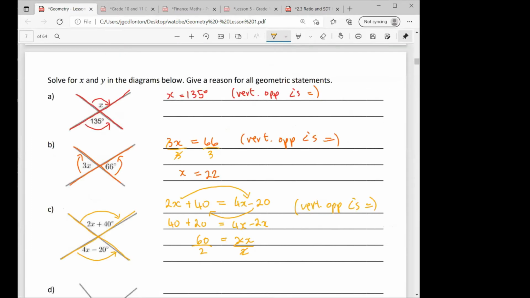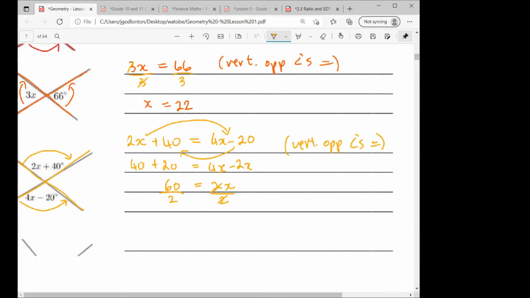So those of you who got 30, everyone who got 30 degrees, you are absolutely right. Well done.